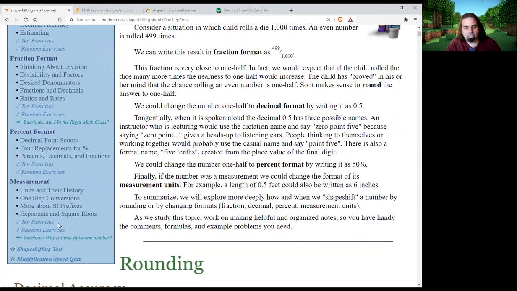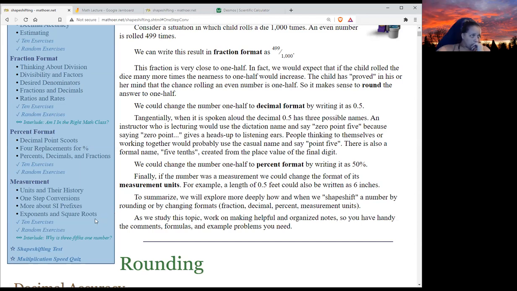So first, I want to ask questions just about the things we talked about, the measurement topics, converting between measurement units, exponents, square roots. No question? Oh, okay. No, I'm good here.